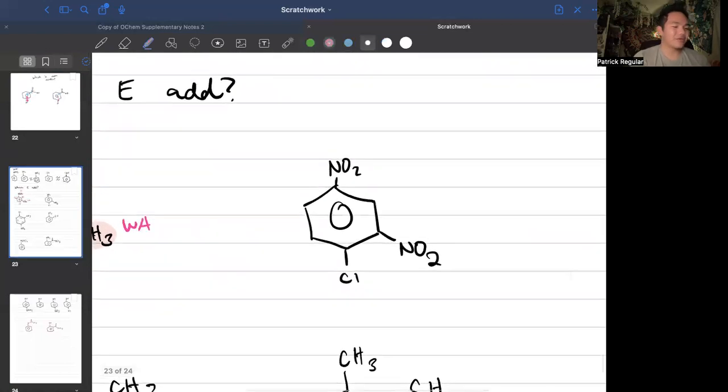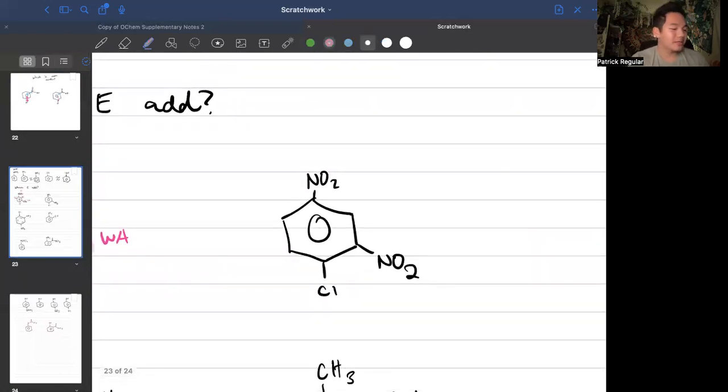Okay, now let's look over here. You have two nitrogen groups and a chloro group. Where will the electrophile add? So let's think.